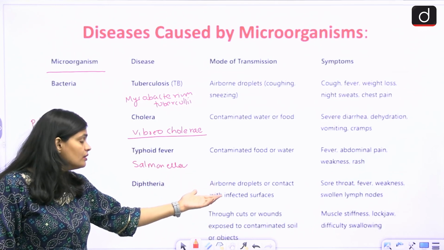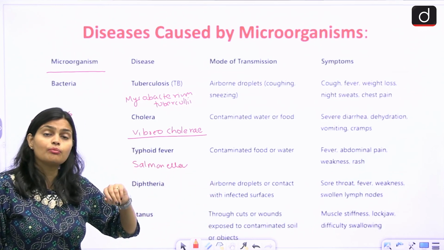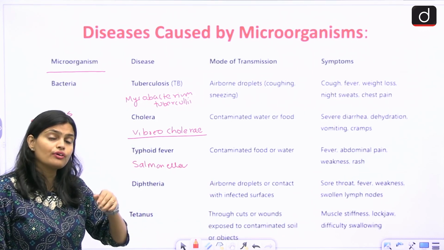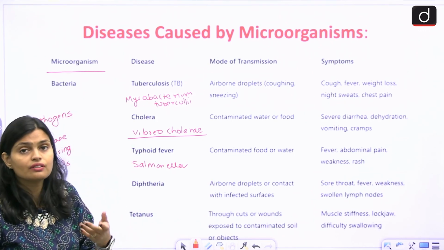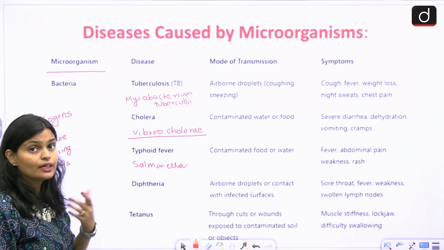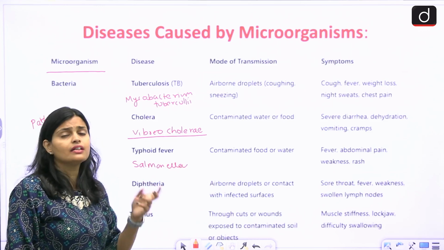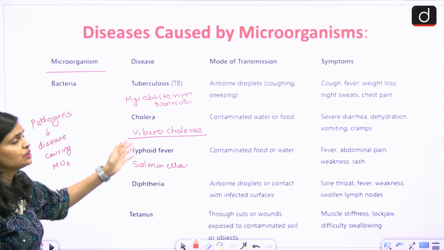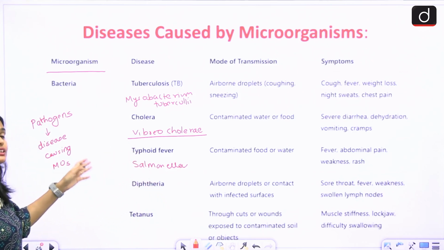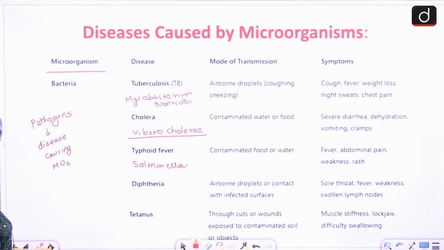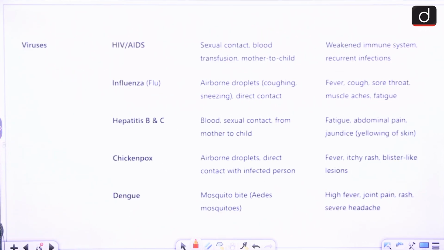Then we have airborne. Airborne means when you sneeze, the organisms come out from your body in the form of air droplets. So that is what we call contaminated air droplets, and the symptoms are given. So basically symptoms are common. Usually they will ask you questions related to their causative agents, like which bacteria causes cholera, which bacteria causes typhoid and all.